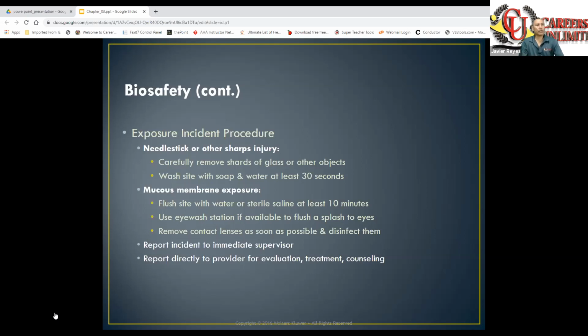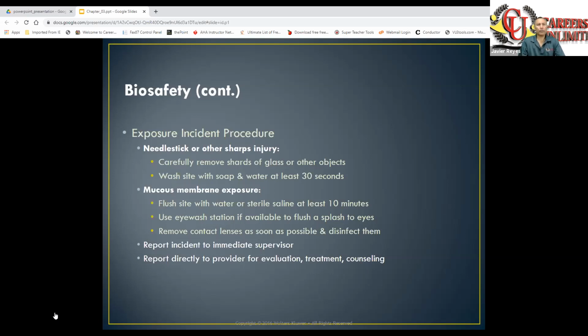Genitals. Flush the sides like your eyes. Okay, if something splashes into your eyes, flush it with water, could be regular water. There's usually going to be an eye wash station. You have to know where that eye wash station is, okay? For at least 10 minutes.